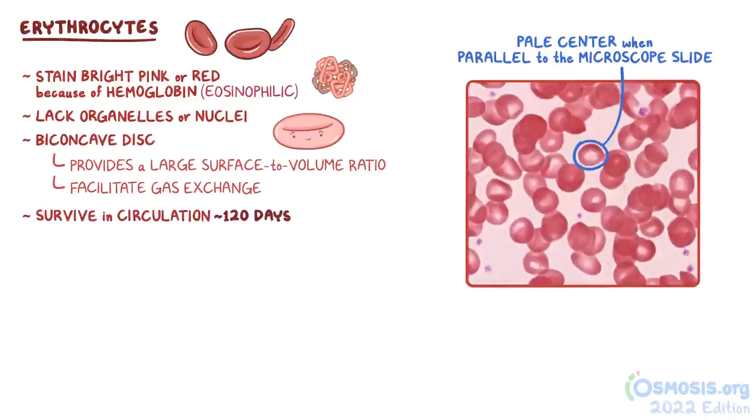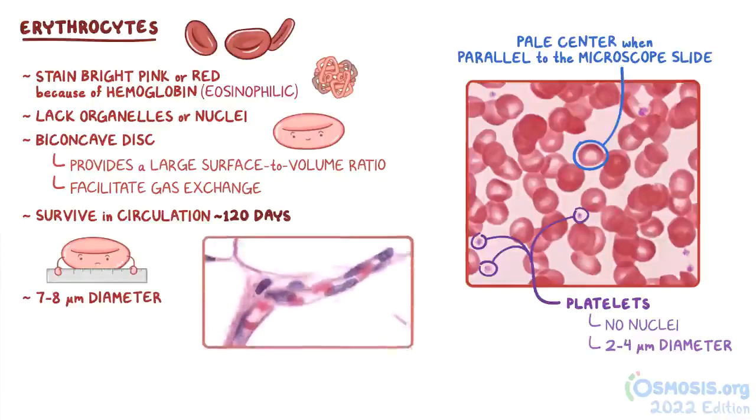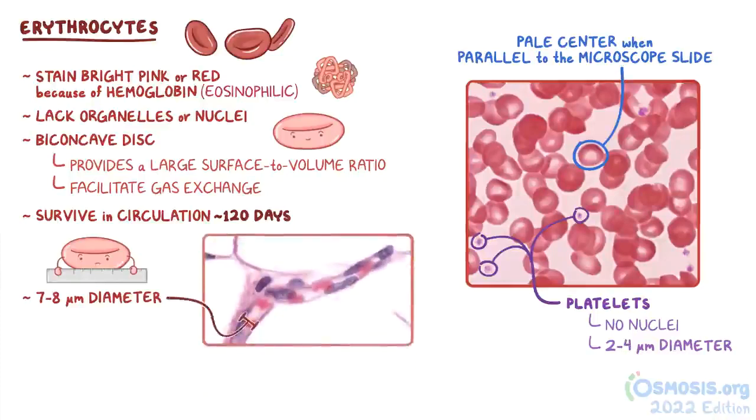The small basophilic or purple discs that are seen throughout this image are platelets. Platelets also don't have nuclei and are normally only about 2 to 4 micrometers in diameter, whereas the average erythrocyte is about 7 to 8 micrometers in diameter, which is often used by histologists as an internal standard to estimate other nearby cells or structures, such as the diameter of this small capillary that's only slightly larger than a single erythrocyte.